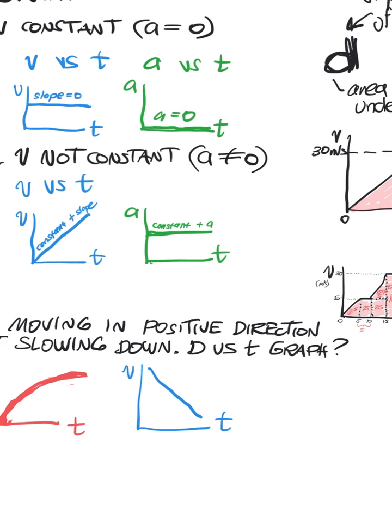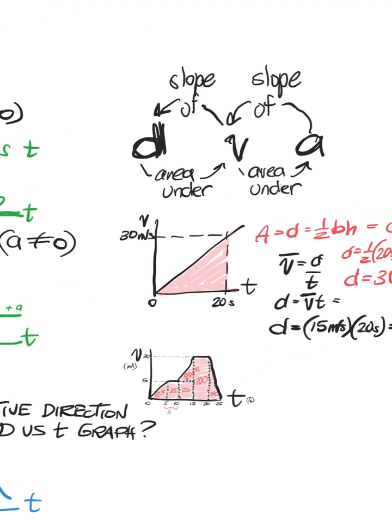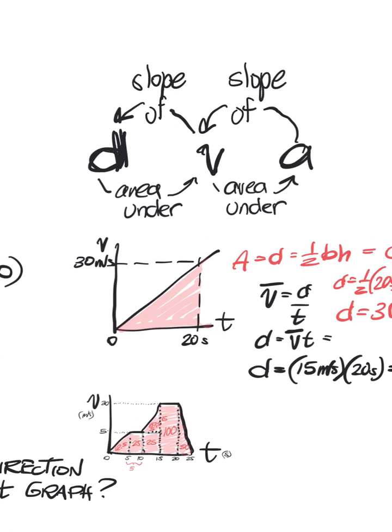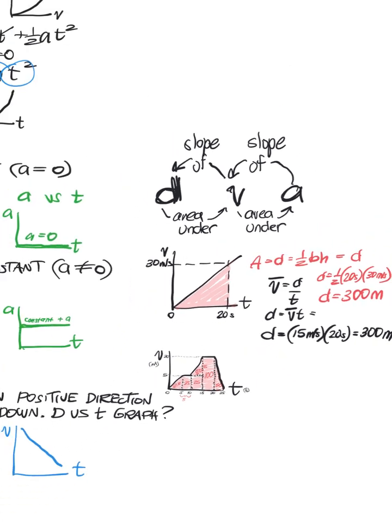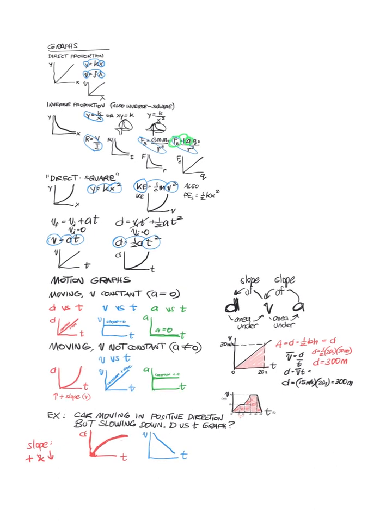The example of getting a d versus t from a v versus t. And then this notion of d, v, a, where acceleration is the slope of velocity, and velocity is the slope of displacement. Going the other way, displacement is the area under a velocity graph, and change in velocity is the area under an acceleration graph. Okay, there we go. I hope that was helpful.